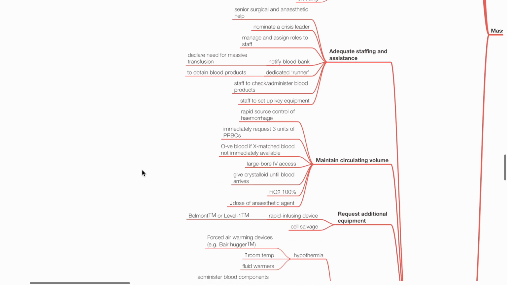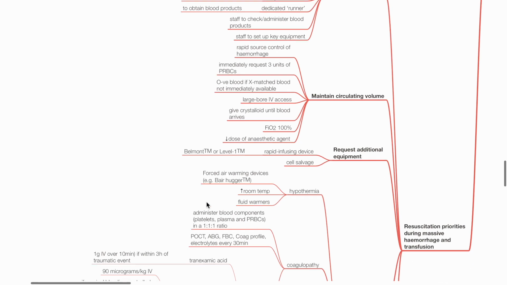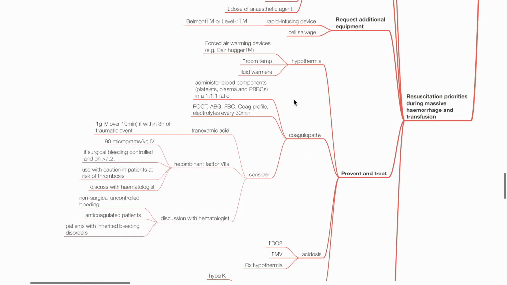Maintain circulating volume by rapid source control, immediate request of 3 units of packed red cells, O negative blood if cross-matched blood is not immediately available, large IV access, give crystalloids until blood arrives, provide FiO2 100%, and reduce dose of anesthetic agent. Request additional equipment such as a rapid infusion device such as Level 1 or Belmont, and cell salvage. Hypothermia can be treated with forced air warming, increasing ambient temperatures and fluid warmers.